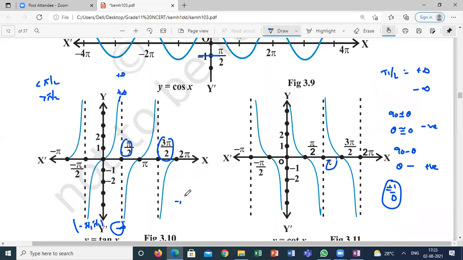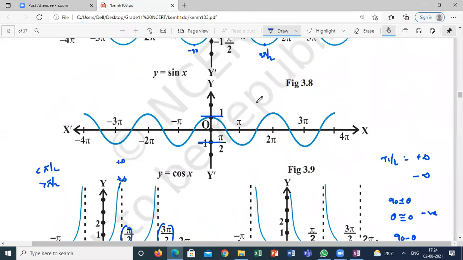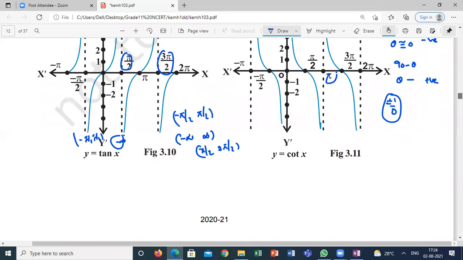Within minus pi by 2 to pi by 2, the values are minus infinity to plus infinity. Again, the same values will repeat from pi by 2 to 3 pi by 2. So here, the cyclic functions will repeat from 0 to 2 pi. But in case of tan, the function is repeating from minus pi by 2 to plus pi by 2. Again, the same values will repeat from pi by 2 to 3 pi by 2. In this case, it is from 0 to pi, pi to 2 pi, 2 pi to 3 pi. Like this, it will repeat.